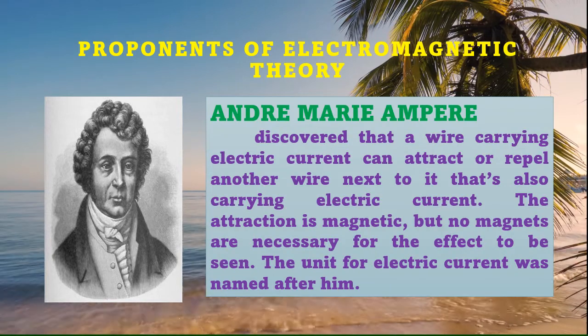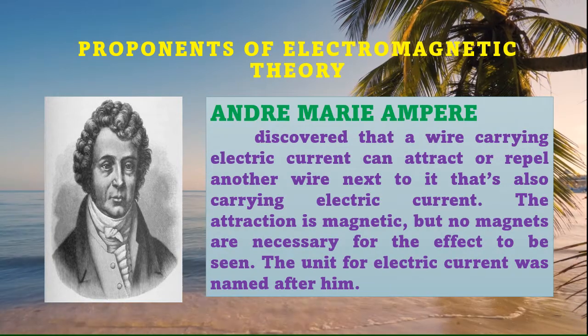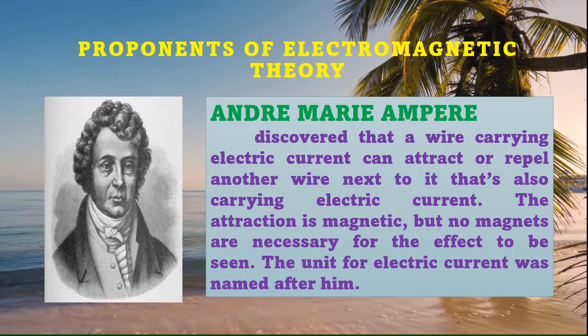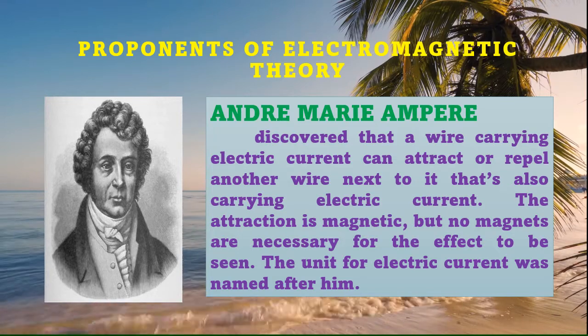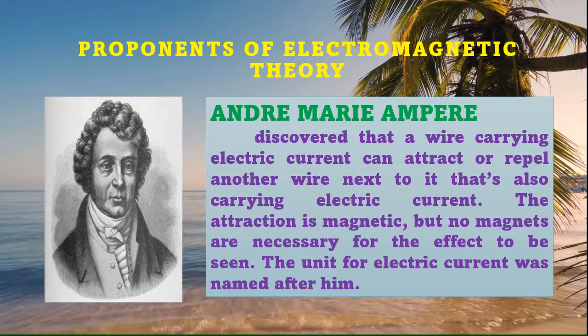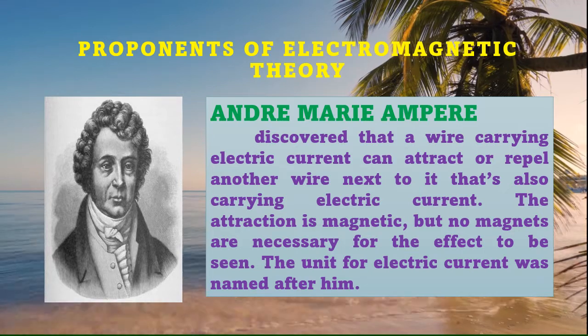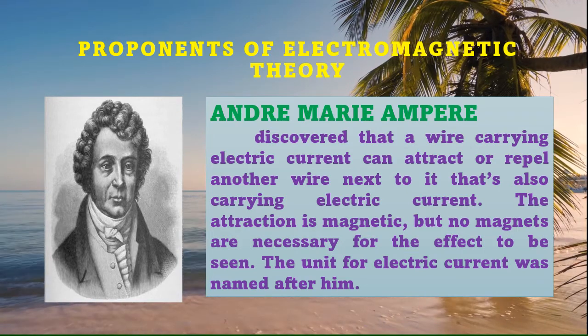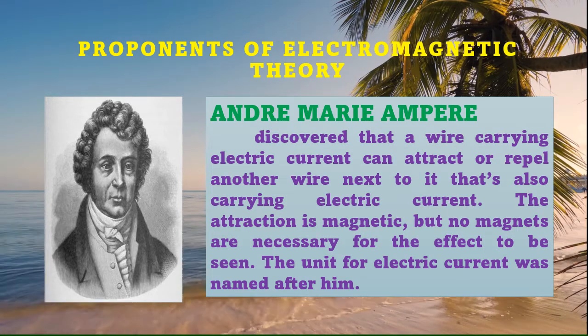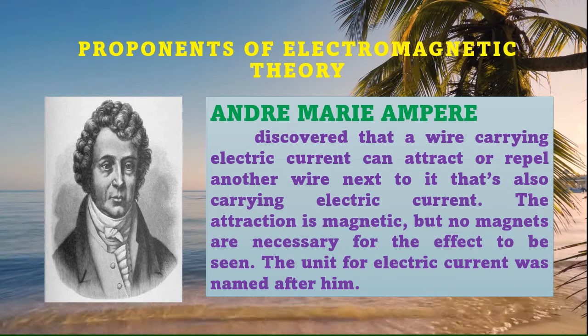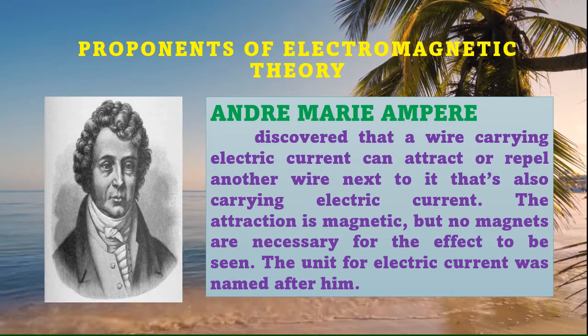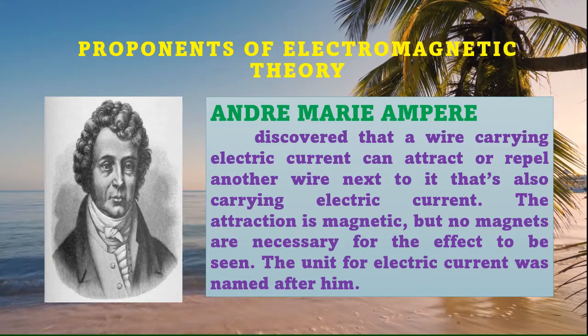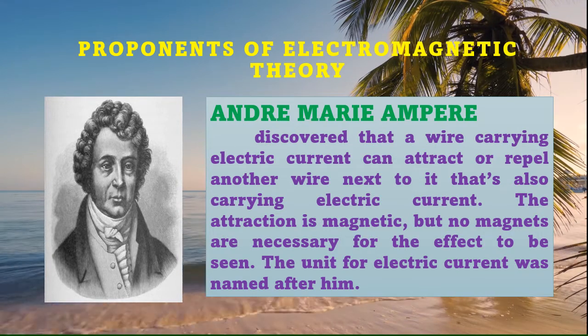Next is André Marie Ampère. He discovered that a wire carrying electric current can attract or repel another wire next to it that's also carrying electric current. The attraction is magnetic, but no magnets are necessary for the effects to be seen. The unit for electric current was named after him.